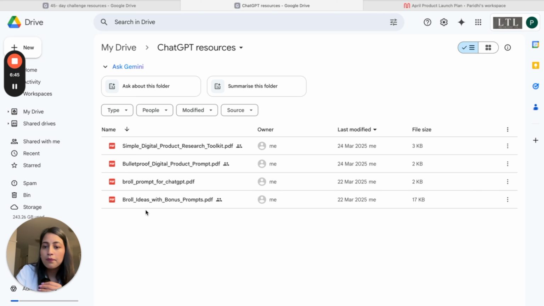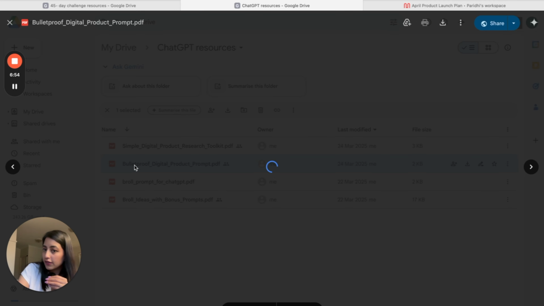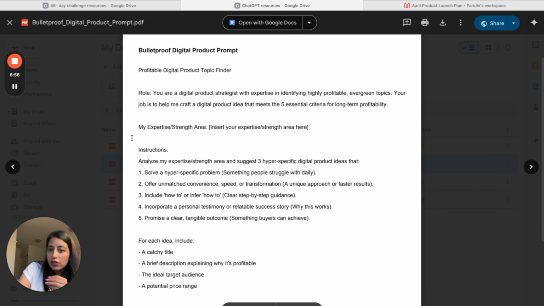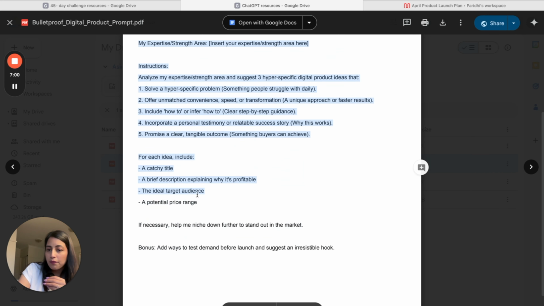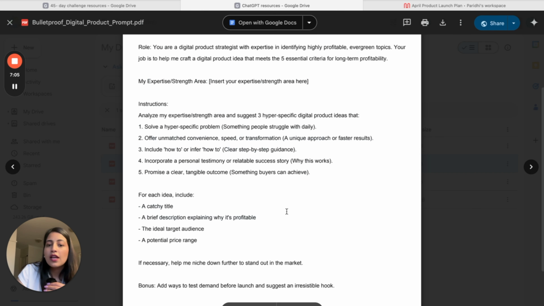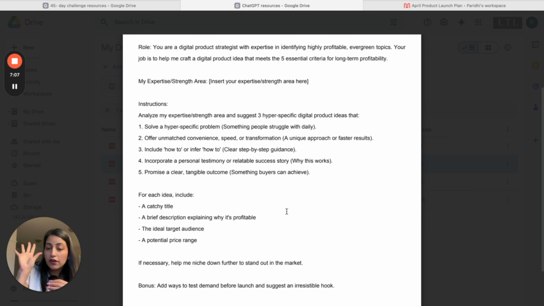And see here, I have a whole prompt, a digital product prompt to bulletproof your topic. It's an entire prompt. You literally paste this entire prompt into ChatGPT and it's going to give you exactly what to do. So like I always say, you have to have 5 things in your digital products. Solve a hyper-specific problem, something people struggle with daily. Offer unmatched convenience, speed, or transformation.